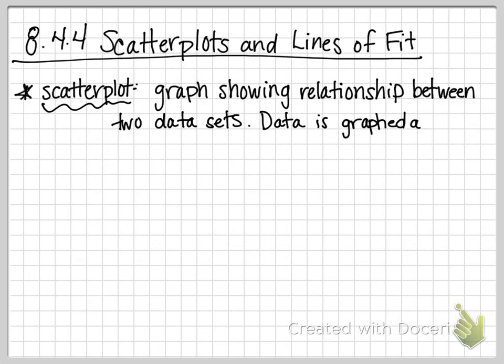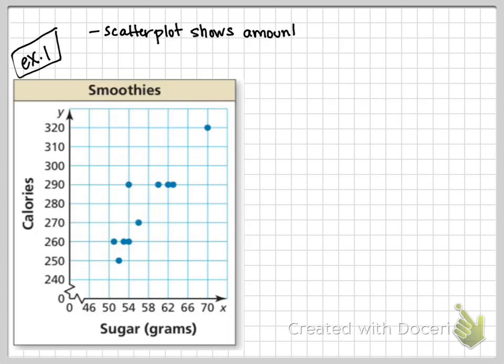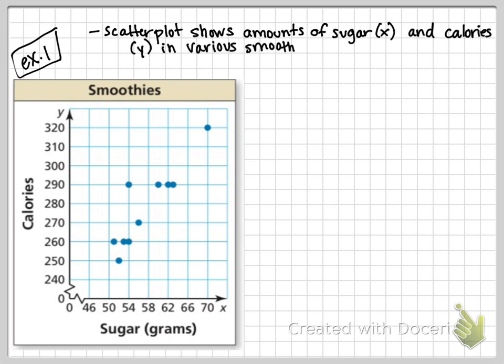A scatter plot is a graph showing a relationship between two data sets, right? So it's like all those points showing the relationship between two data sets. We graph the data as ordered pairs. We'll talk about how to do this, but it's basically sets that show relationship between data. Part of this is going to be being able to look at a scatter plot and interpret the data.